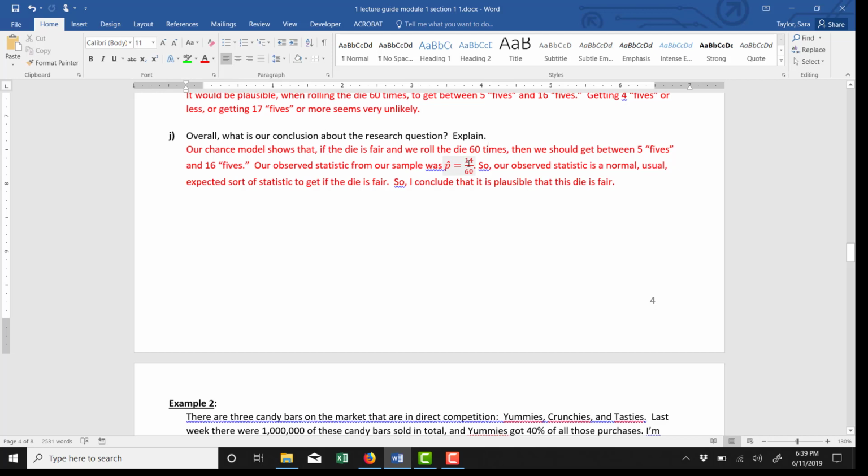Our observed statistic from our sample was 14 5s out of 60. Our p-hat was 14 out of 60. That's what we actually observed at the beginning of the problem. So our observed statistic is a normal, usual, expected sort of statistic to get if the die is fair. It fell in that range of being between 5 and 16. So I conclude it's plausible that this die is fair.